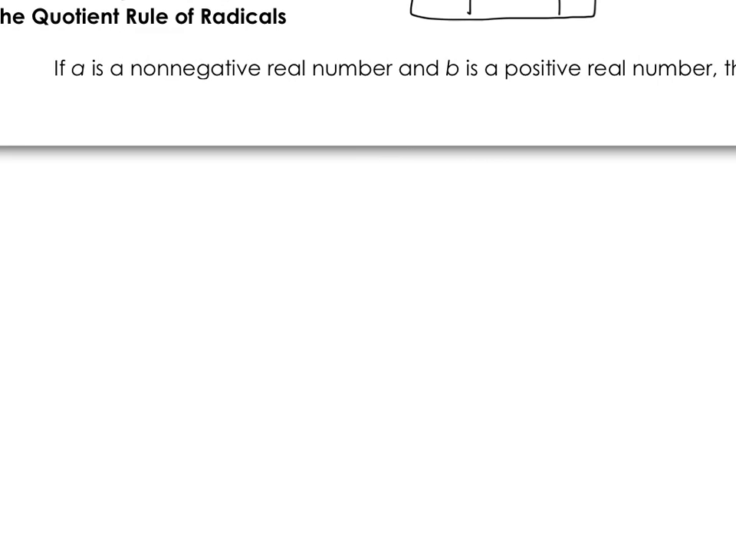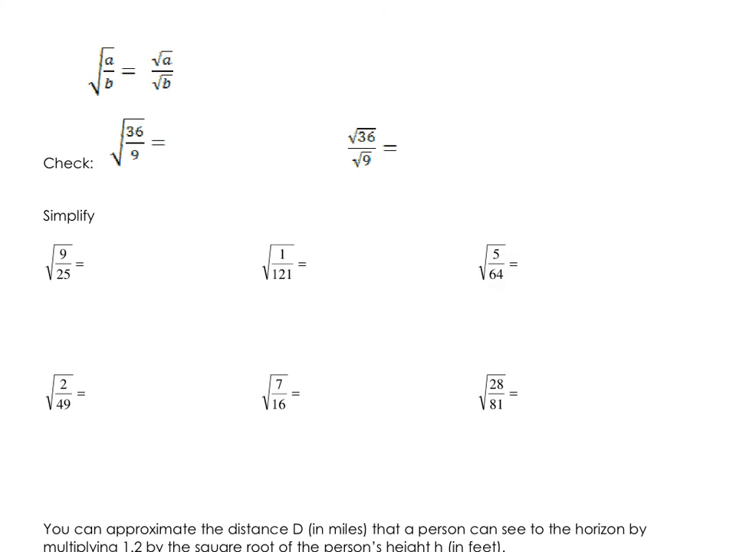If a is a non-negative real number and b is a positive real number, then our quotient rule tells us that the square root of a over b is the square root of a over the square root of b. Just like we found out from the product rule that you can take the square root first, or you can multiply and then take the square root, well, you can take the square root of the quotient.